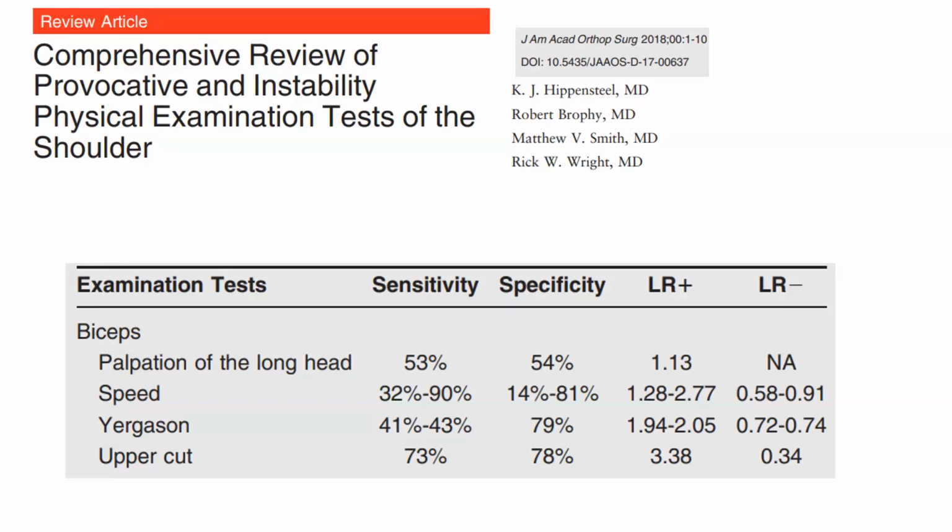This again shows the sensitivity and specificity of each test. The most specific test is the Ergason test, and the most sensitive test is the speed test.